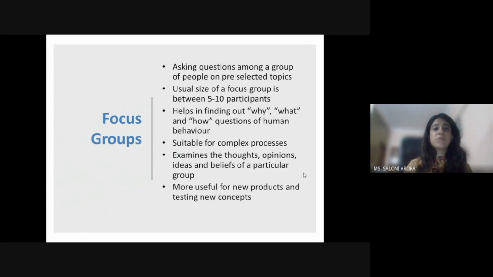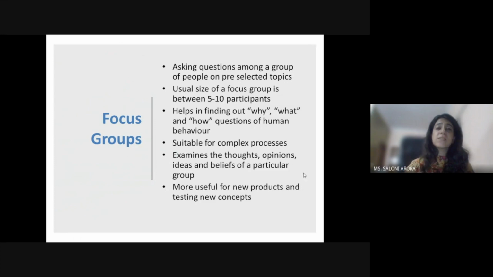Now, what actually happens in a focus group? You bring together a group of people from a selected area, and on a selected topic, you ask them to discuss. Because they're from a similar background, or from the same area or subject, they're better able to voice their opinions and concerns. So, for a focus group, the topic is already pre-decided. You bring them all together and then you start your discussion. This discussion is going to help you find out the why, what, and how of human behavior.